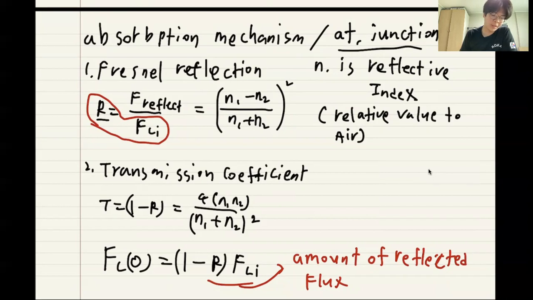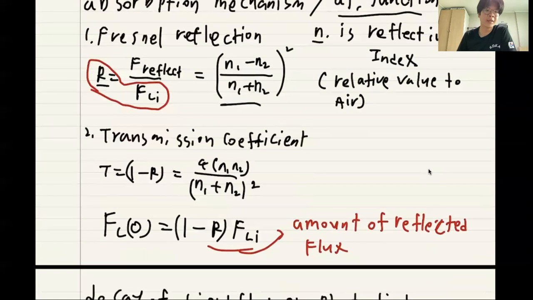Which can be defined with those n, named refractive index, which are relative values to the air, like electron permeability. And there is a transmission coefficient. Transmission coefficient means how much flux on the junction can be absorbed or passed through the junction, not reflected.